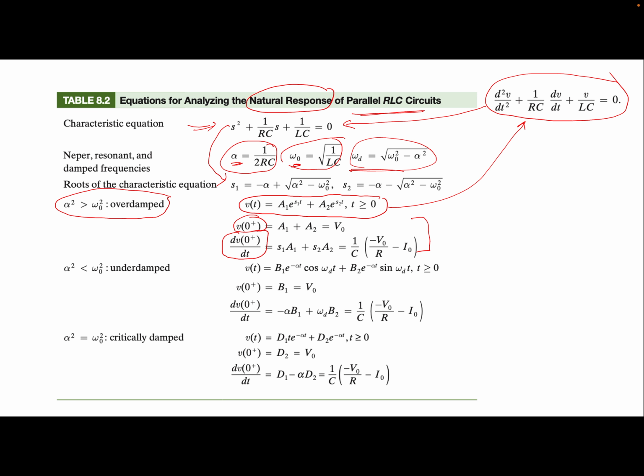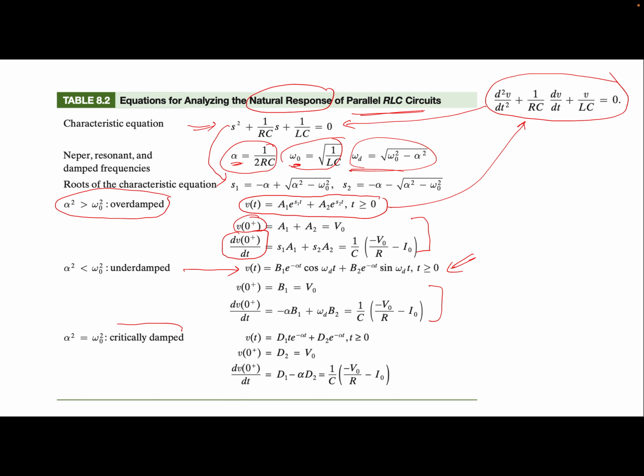And similarly, for an underdamped response, we define another equation because our roots came out to be complex conjugates. So our solution looks slightly different here. Then we find the two constants as well, using these two equations.